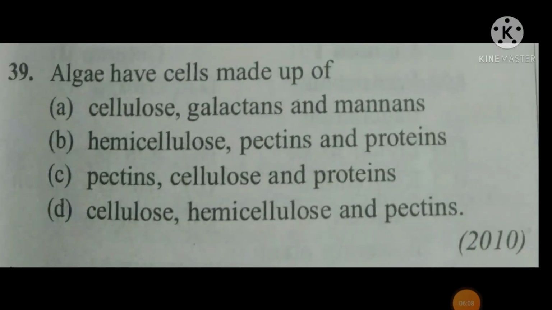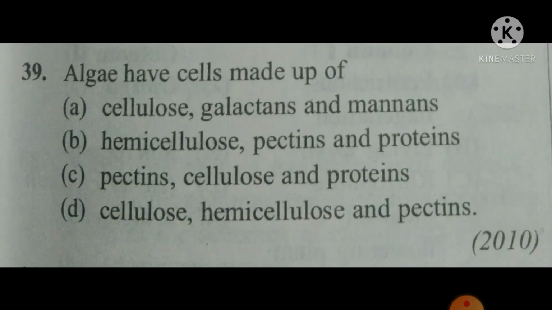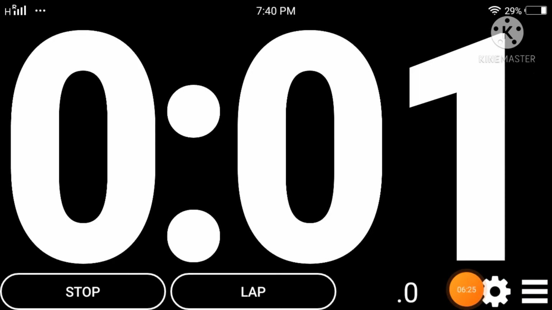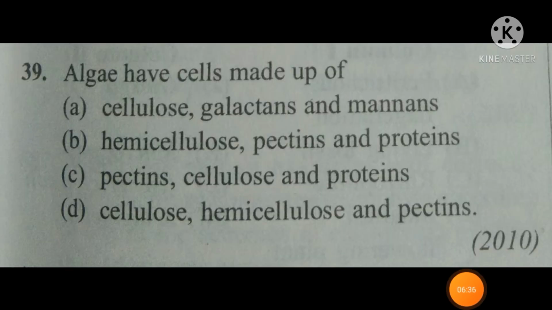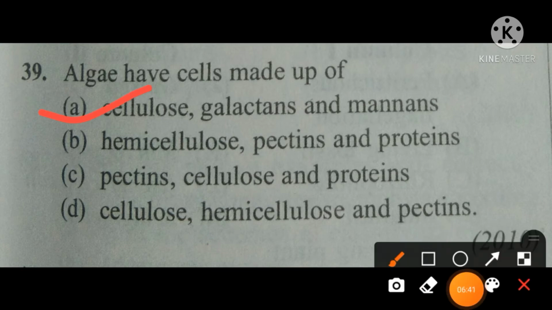Next question. Algae have cells made up of A. Cellulose, galactans and mannans, B. Hemicellulose, pectins and proteins, C. Pectins, cellulose and proteins, D. Cellulose, hemicellulose and pectins. So the correct answer for this is A. Cellulose, galactans and mannans.